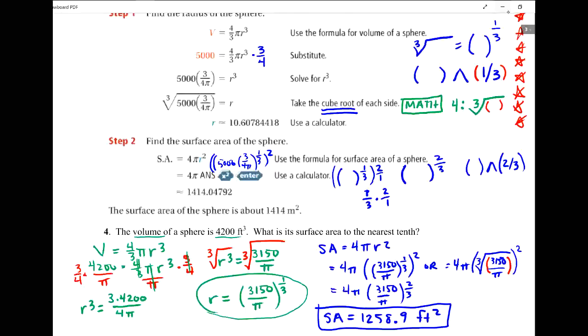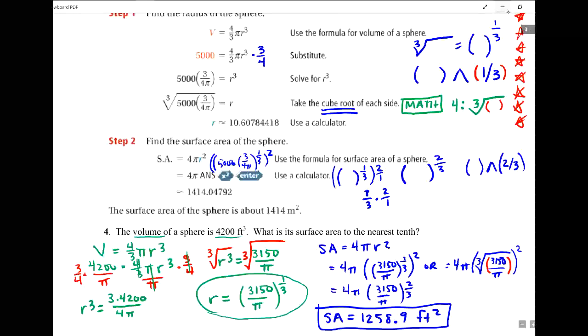All right, this problem took a little bit of being careful with your numbers. We were told the volume is 4,200 cubic feet, so we write our formula for volume of a sphere, 4/3 pi r cubed. We substitute in our 4,200. We multiply by 3 over 4 to get rid of our 4/3. We divide both sides by pi, and we end up with 3 times 4,200 over 4 pi. Now I just put that in my calculator and reduced it down to 3150 over pi. So that's r cubed.